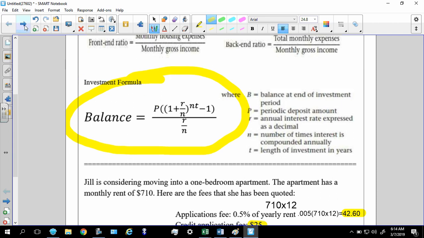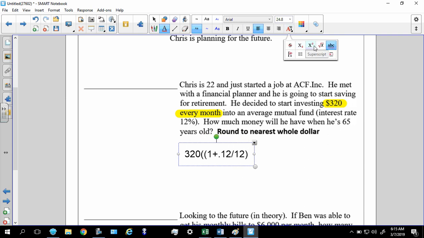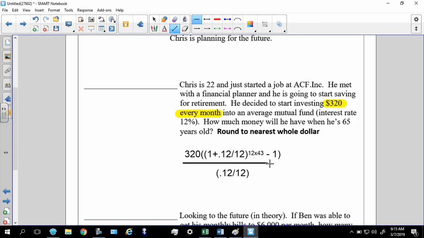Using this formula, this is how I'm going to set it up. My P represents what he's depositing, double parenthesis, 1 plus 0.12 divided by 12, close parenthesis, raised to the power of 12 times, he's 22 and now he's 65, I believe that's 43, minus 1, close parenthesis. That's my numerator. And my denominator is going to be 0.12 divided by 12. That's my denominator.